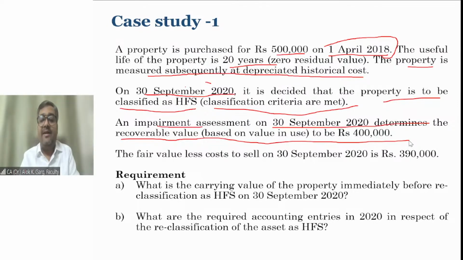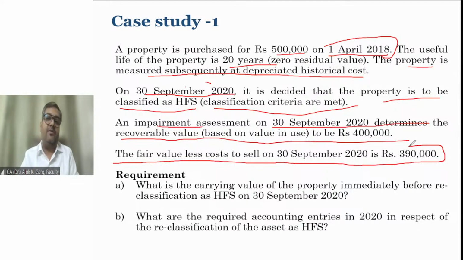If you have already read Ind AS 16, 38, 40, 36, everywhere the carrying value is computed by deducting the depreciation till date and impairment losses as on date from the cost, right? Then only you will arrive at the carrying value. So this carrying value as per Ind AS 16 is not 4,37,500. This is 4 lakh. It means 37,500 is impairment loss, right? Then in the last line, the fair value less cost to sell is also given, which is 3,90,000. So the second step is also given.